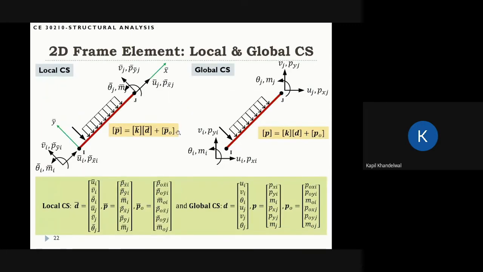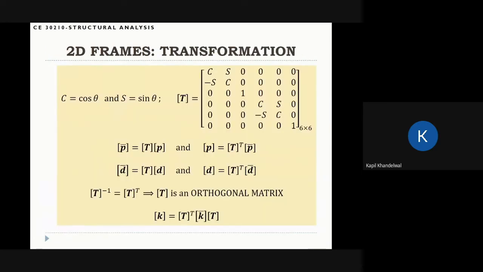But the idea was how can we get this equation from the local coordinate system, and then we use the idea of transformation. Using the idea of transformation, we are able to transform from local to global or global to local. So we can go both ways. And for the 2D frames, we said that the transformation matrix is a 6x6 matrix.